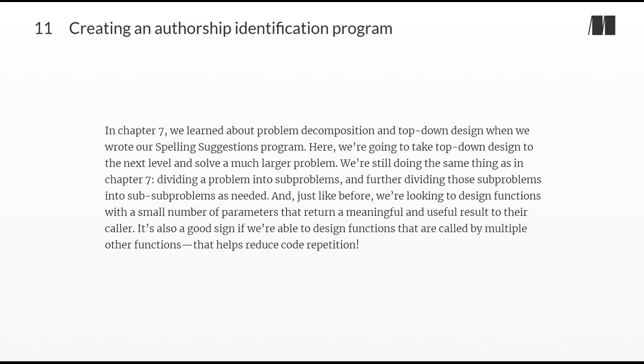Here, we're going to take top-down design to the next level and solve a much larger problem. We're still doing the same thing as in Chapter 7, dividing a problem into subproblems, and further dividing those subproblems into sub-subproblems as needed. And just like before, we're looking to design functions with a small number of parameters that return a meaningful and useful result to their caller. It's also a good sign if we're able to design functions that are called by multiple other functions. That helps reduce code repetition.